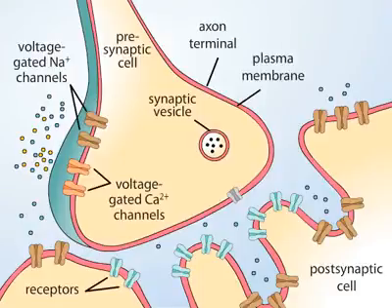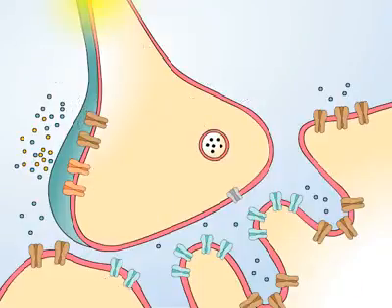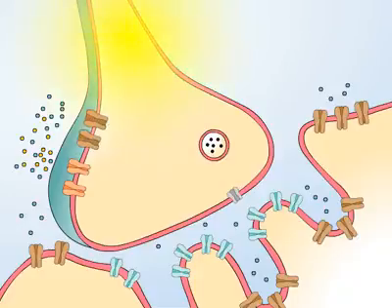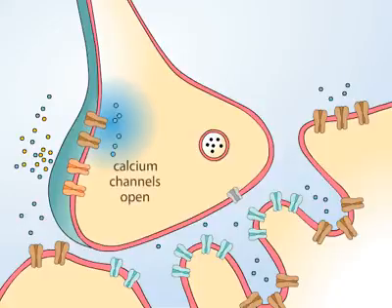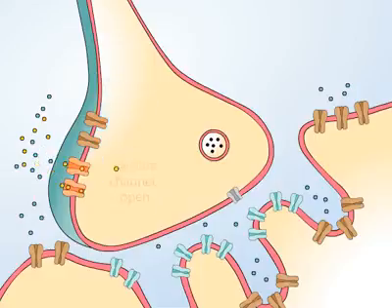Synaptic transmission begins when the action potential reaches the axon terminal. The resulting depolarization, due to the opening of voltage-gated sodium channels, initiates the sequence of events leading to the release of transmitter. Depolarization of the axon terminal membrane causes voltage-gated calcium channels to open, and calcium ions rush into the axon terminal.